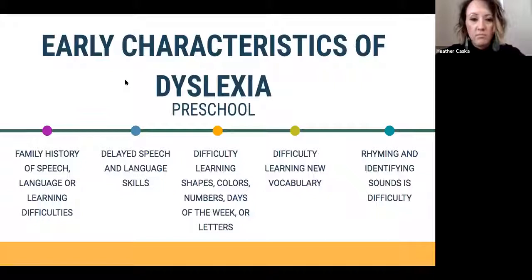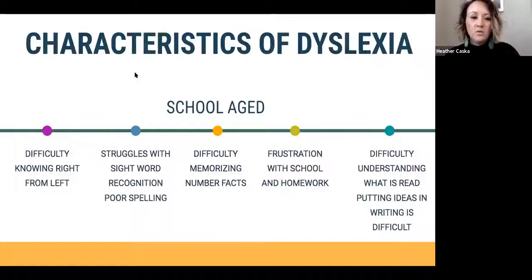As kids get older in school, some other characteristics you might see: again, difficulty knowing their right from left. They struggle with sight word recognition, poor spelling, difficulty memorizing number facts, frustration with schoolwork, and putting their ideas in writing is difficult, or their reading comprehension. We'll talk about this too, but these are also those kids that are really struggling with word finding, with being able to explain something in an organized manner, or finding the right words to get their thoughts across.